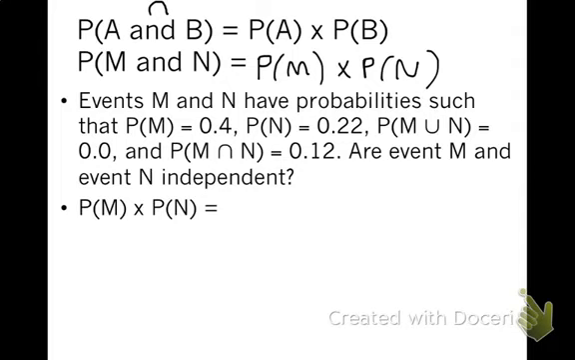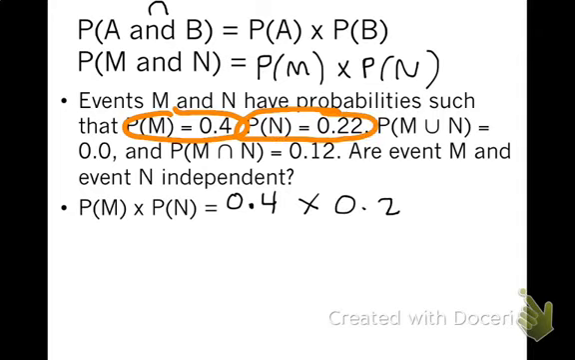So the probability of M times N, we're going to look at our M, which is 0.4, and we're going to multiply it times our N, which is 0.22. And when you do that, you get 0.088.